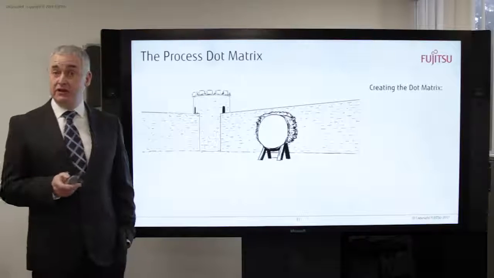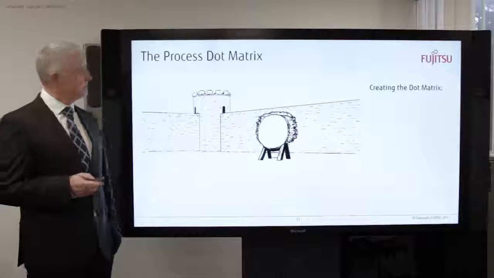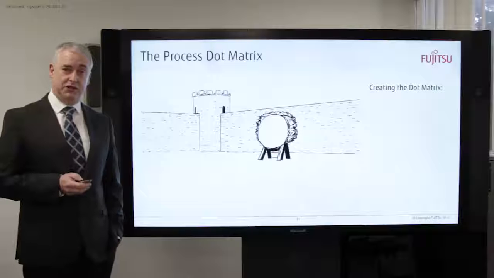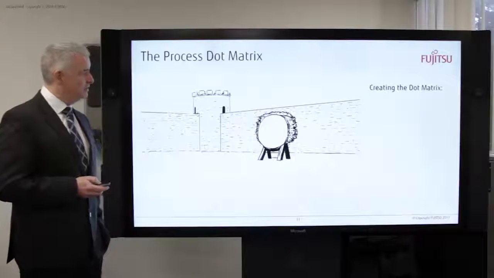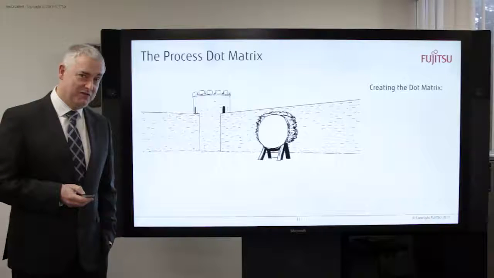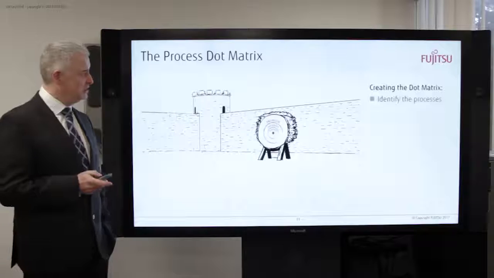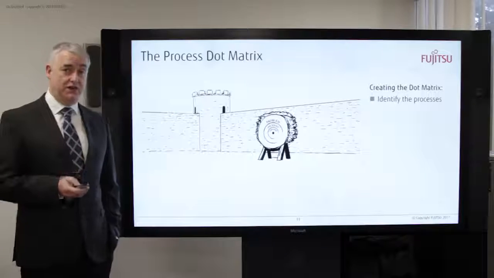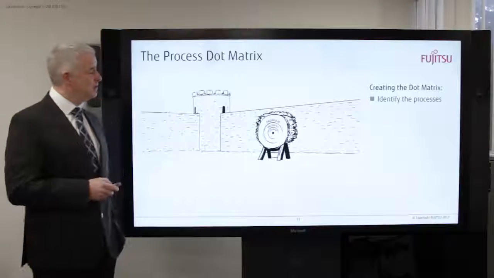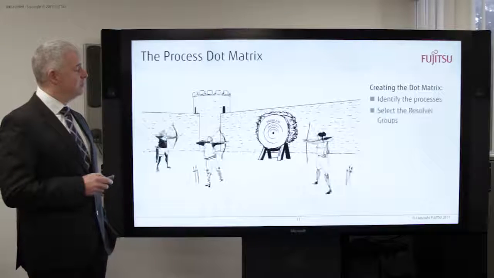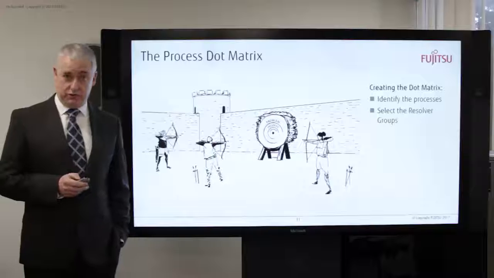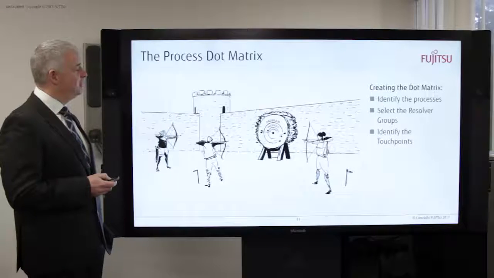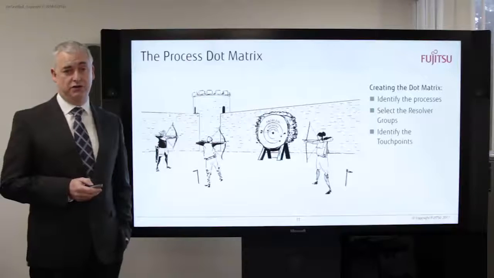Now, I mentioned at the beginning of the presentation about the processes, and we have within SLM something we call the process matrix. Again, it's very simple, but sometimes quite difficult in reality to execute. But what I want to show you here is that we use a very simple approach where we identify, first of all, the processes that are required. We then have to make sure that we understand which resolve groups have a connection to those processes. And then finally, we identify where those touch points are to the processes.